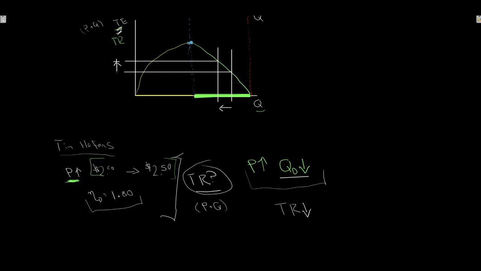Instead of total revenue rising, as we had in our first case, because we're in the elastic region, an increase in the price means that people are just going to leave our good for other goods, and our total revenue will actually fall in that scenario. So, that's the relationship between elasticity and revenues or expenditure.